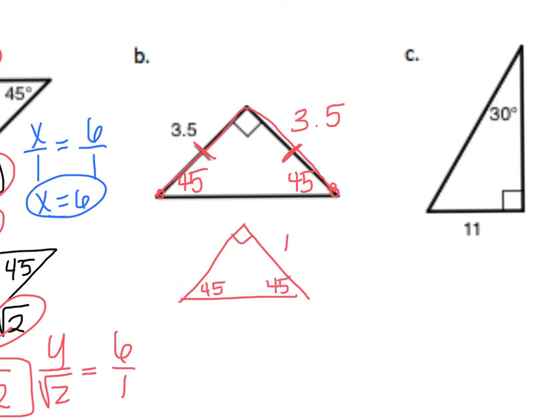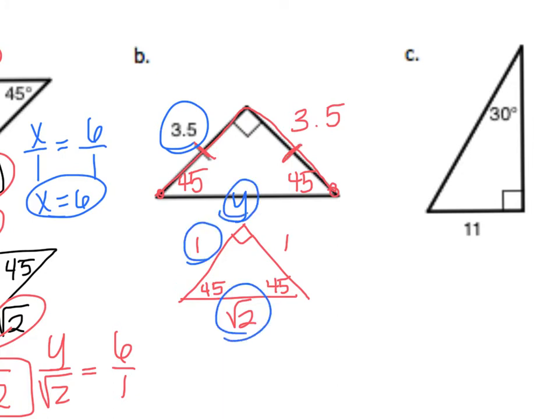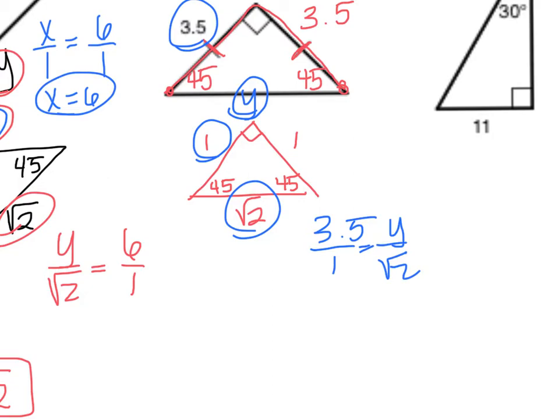Okay, good idea just to practice this. Even if you think you can do this in your head right now, I just urge you to practice this right now. So again, I'm trying to find this hypotenuse here, so I'm going to go ahead and set up a ratio. 3.5 and y, 1 and root 2. So 3.5 over 1 equals y over root 2. So I'm going to have 3.5 root 2 equal to y. And that's it.